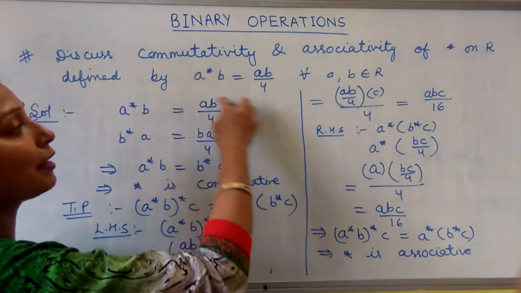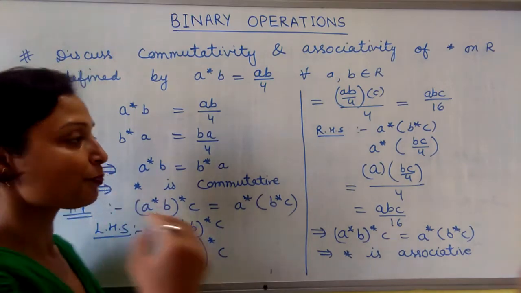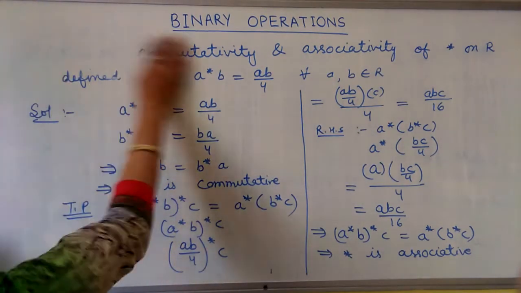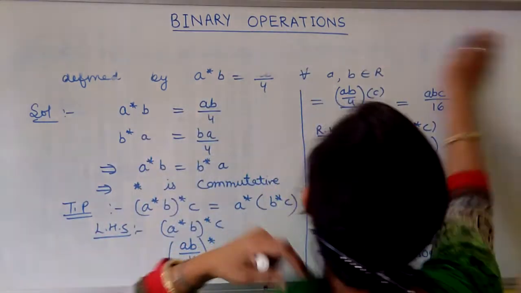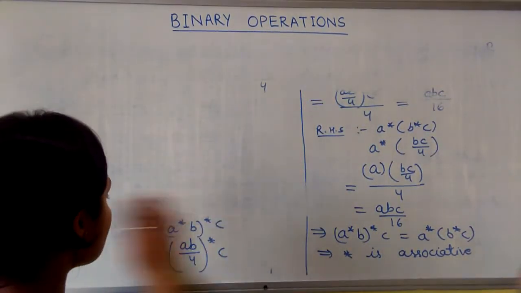It totally depends on the binary operation which is given to you. Okay, so let's start the question of identity and inverse. So we have the identity element. How can we find the identity element and inverse?